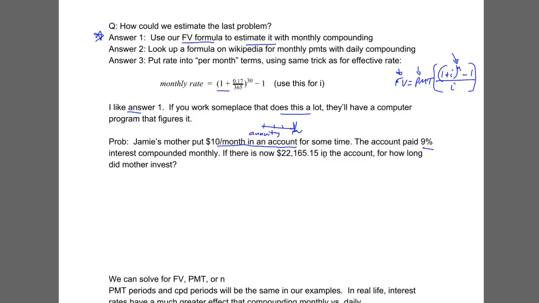And then the account paid 9%. There's a rate, compounded monthly, pretty much no matter what. We're going to assume compounded monthly. If there's now this much in the account, how long? So now we want to know how long. We know the payment's $10 a month now.